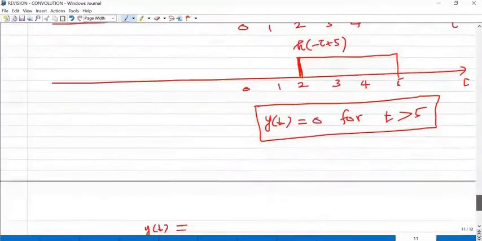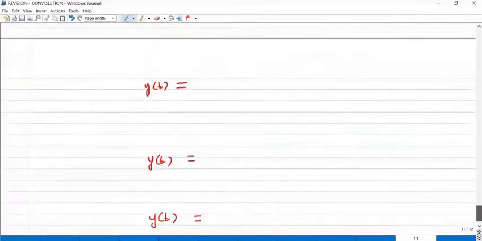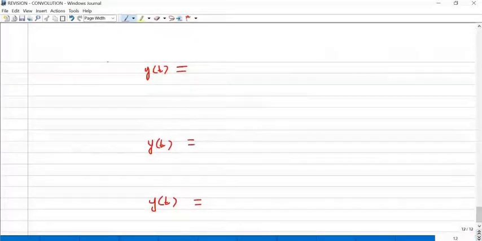Please respond. Do you understand now why we go for 3 steps of y of t? Yes, sir. So do we continue, or will we see next class?